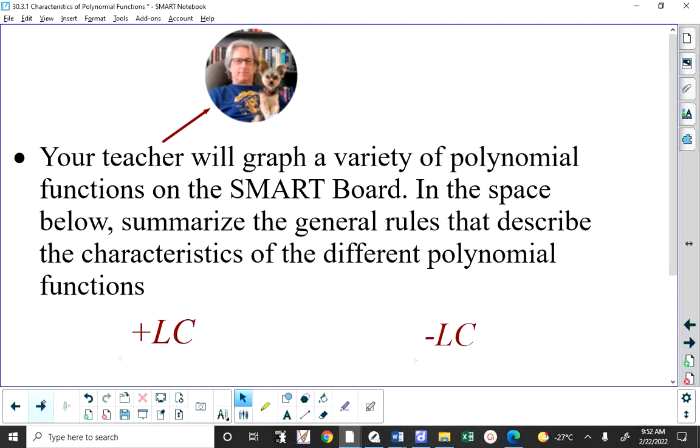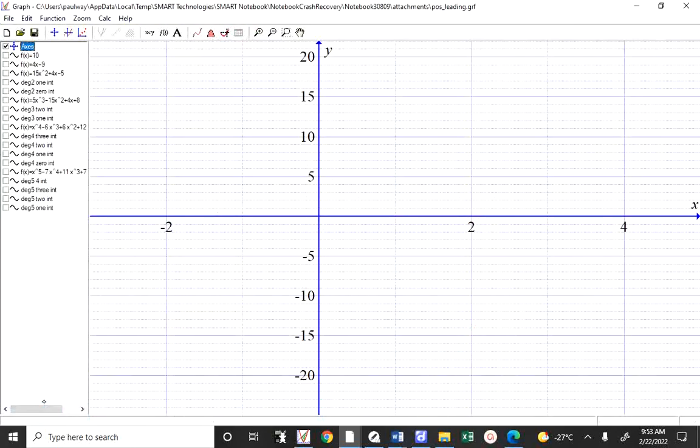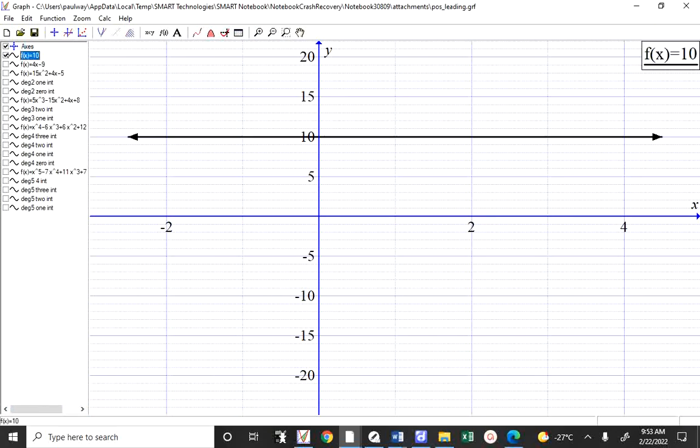So what's going to happen now is your teacher, that's me, I'm going to graph a whole bunch of polynomial functions so that you can come up with a generalization about constant polynomial functions, linear polynomial functions, quadratic, cubic, quartic, and quintic. Okay? And I'm not going to write all this down. I'm going to verbally explain what you should be writing down in all of those boxes. And the very first one I want to show you is f of x equals 10, which is a constant polynomial function.